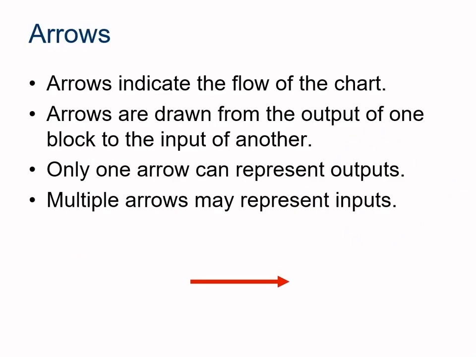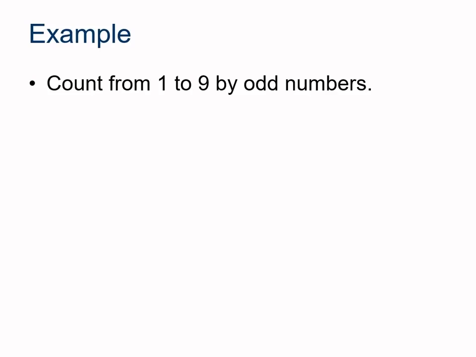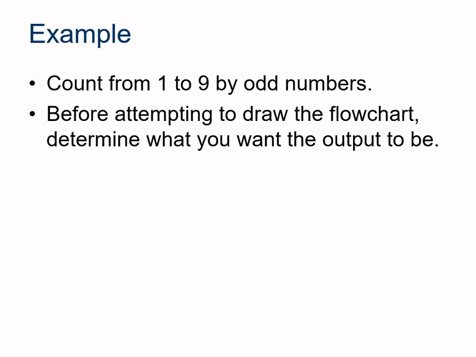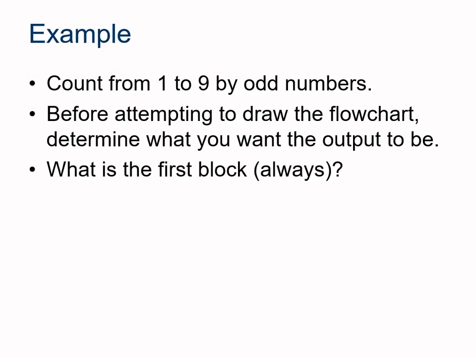Arrows. We need to keep track of the direction of the flow, right? And so arrows do that for us. Sometimes there's one arrow. In case of decisions, there may be two arrows for yes and no. Yes for one direction, no for another. All right, so let's take a look at an example. What we want is a program, a flowchart, for counting from 1 to 9, but only in odd numbers. So before attempting to draw the flowchart, what do you think the output might be? Also, what is the first block?